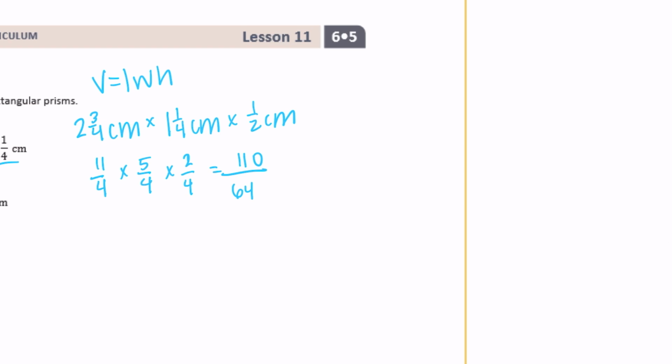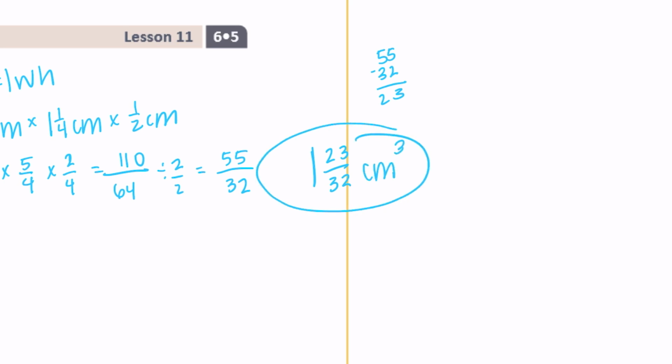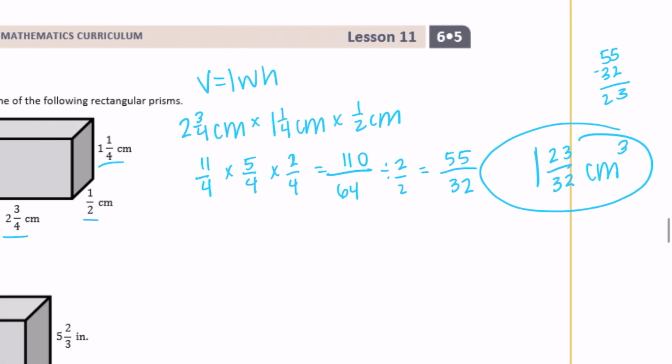We need to make that a mixed number, but first I know I can divide them both by 2, so I'm going to just go ahead and do some reducing. 110 divided by 2 is 55, and 64 divided by 2 is 32. Not sure what those two have in common, so let's make it a mixed number. So 32 can go into 55 once, and 55 minus 32, how much are we going to have left over? 23/32nds, and it was centimeters cubed. So the volume of that is 1 23/32nds centimeters cubed.